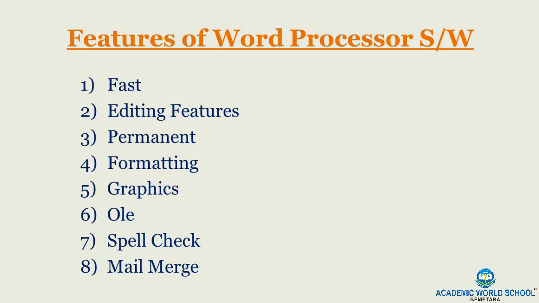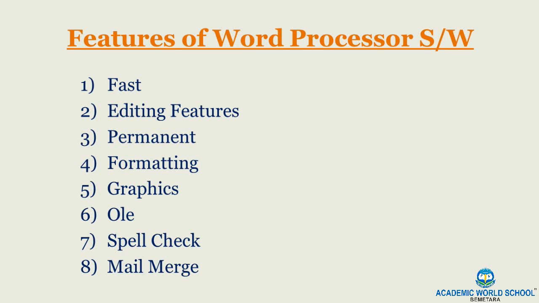Editing feature. Editing feature means what? Suppose you have written a letter and you want to edit it, you want to modify it, so you can easily do that with the word processor. Next one is permanent. Permanent means what? Suppose you have written a letter and you require that letter for future use. At that time, you can save your letter in the word processor, and when you save it, it can be used whenever you want, whenever you require.